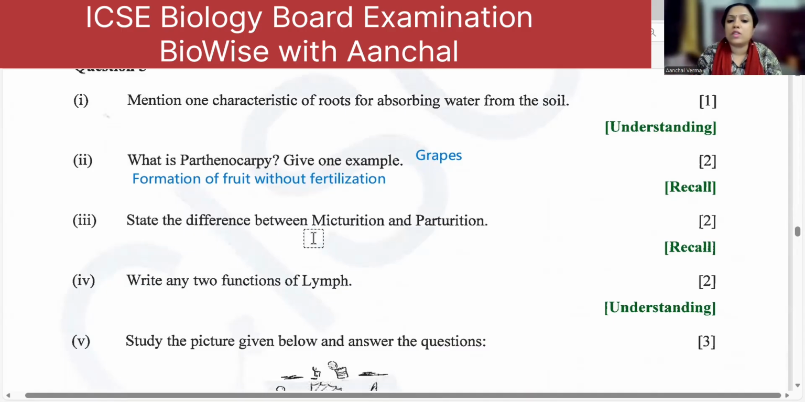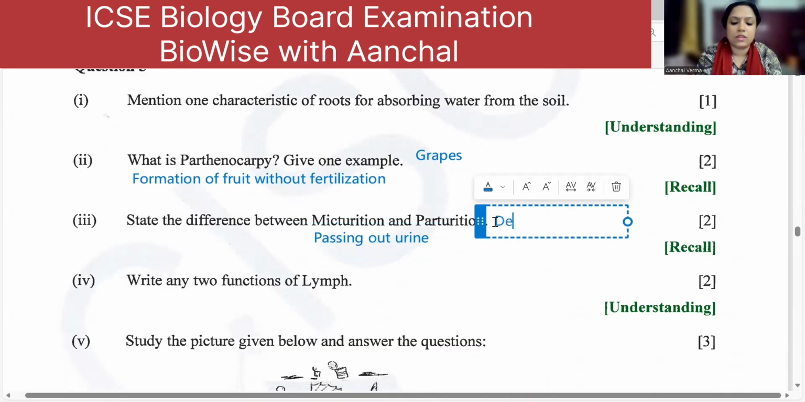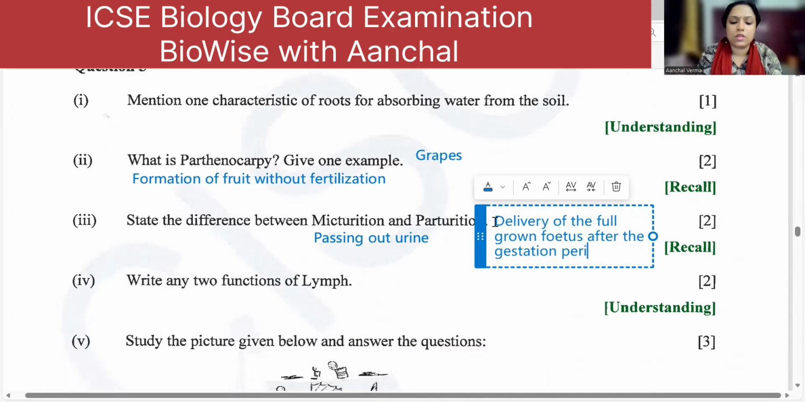Differentiate between micturition and parturition. Micturition is passing out urine. And parturition is delivery of the full term fetus, the full grown fetus after the gestation period. Okay, understood?